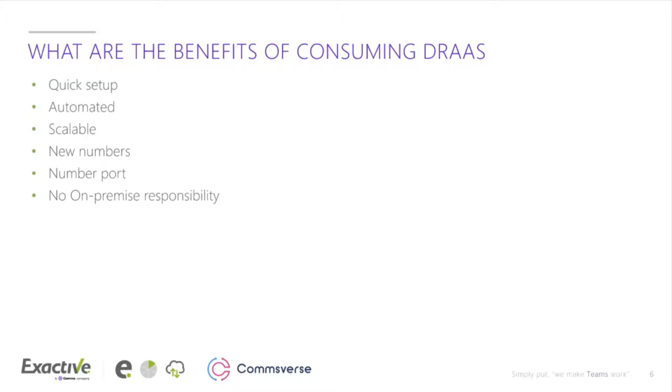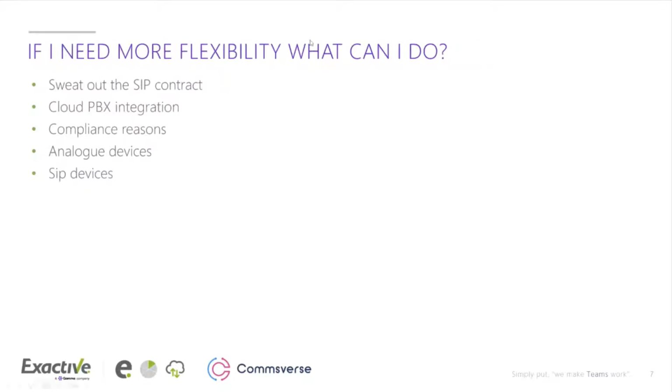However, this only works if your environment fits and you can consume direct routing in this way. So if your estate and your migration approach allows, that's fine. But what if you have a more complex need? If you need more flexibility, what can you do?